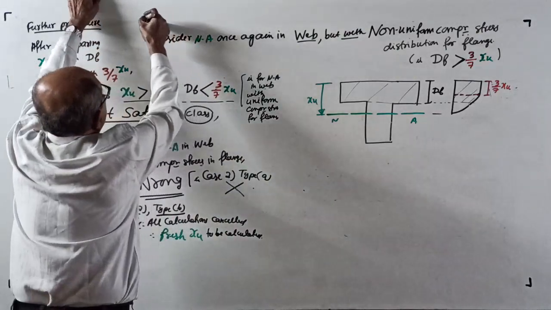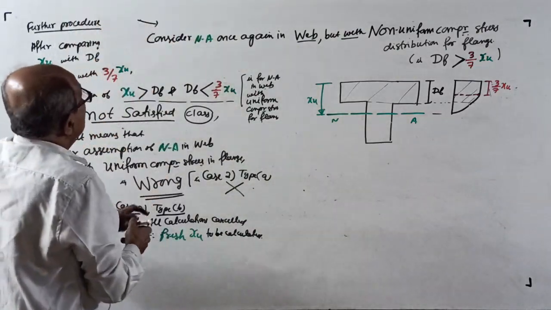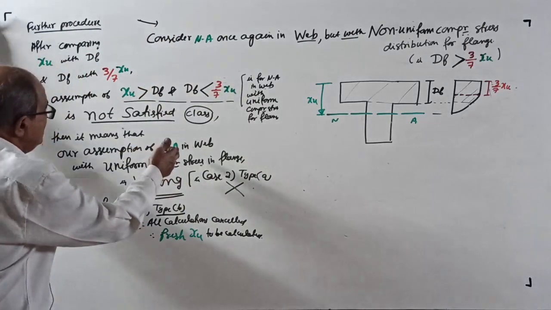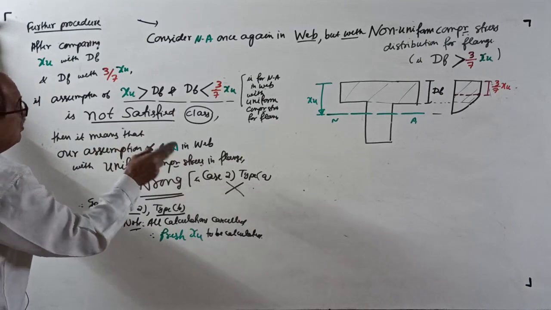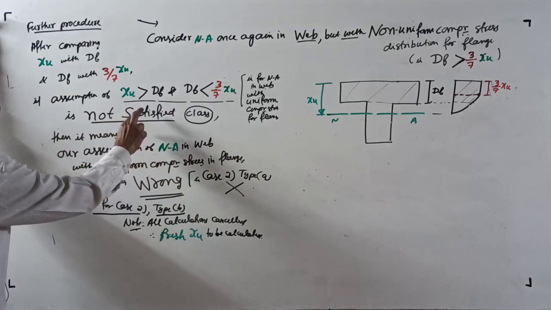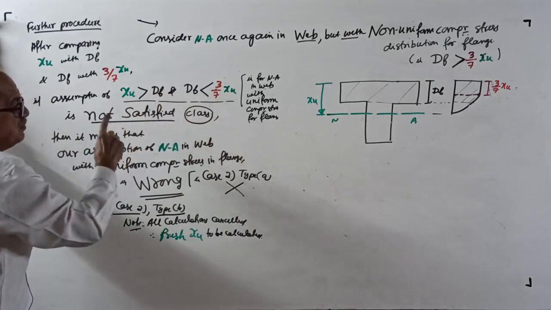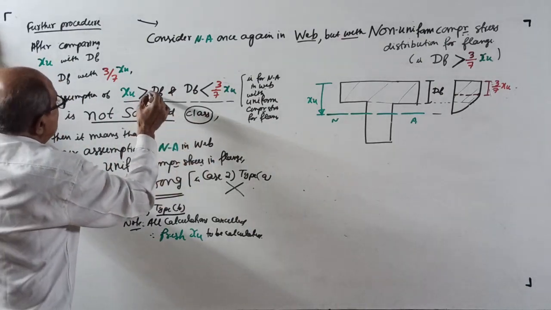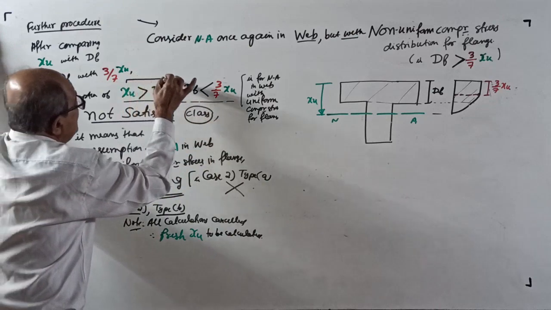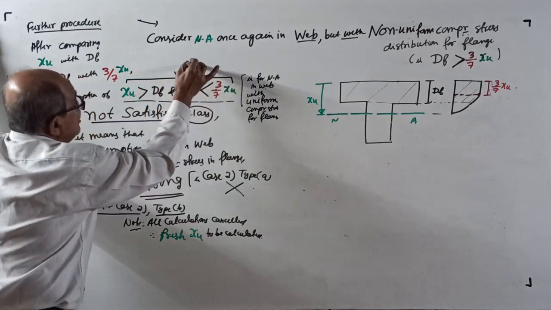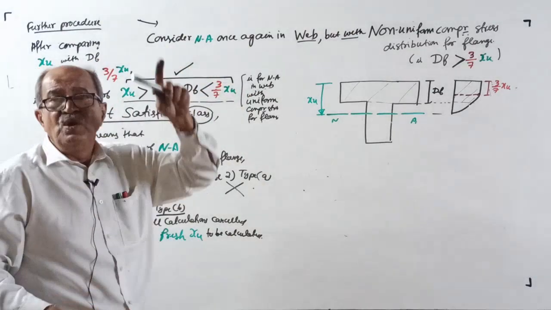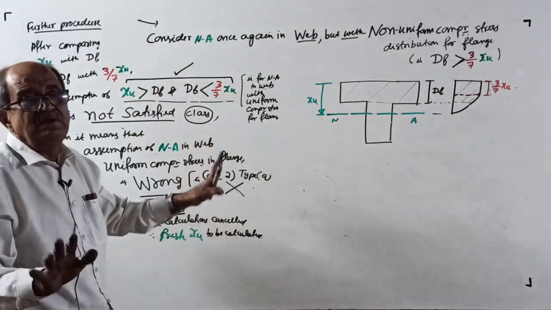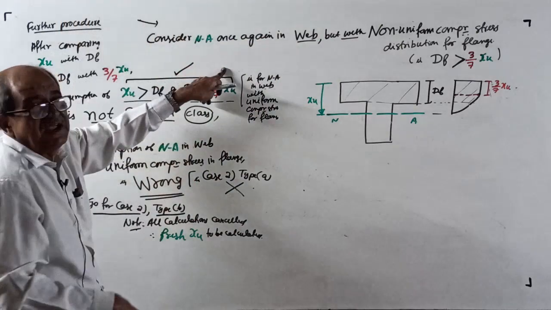Now further procedure. I'll continue here. This is so simple to understand. I'll give one more note. Sometimes what happens is, there are two assumptions here, both to be satisfied. You can make a note here. Both these assumptions have to be perfectly satisfied, then only your type A. If any one of them is not satisfied, full gone, fresh calculation.